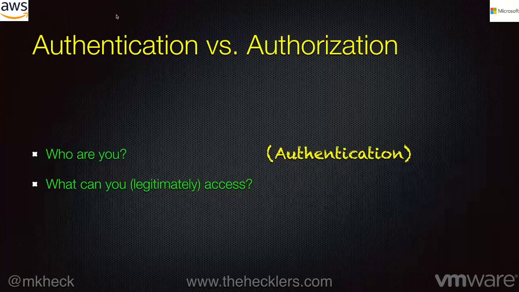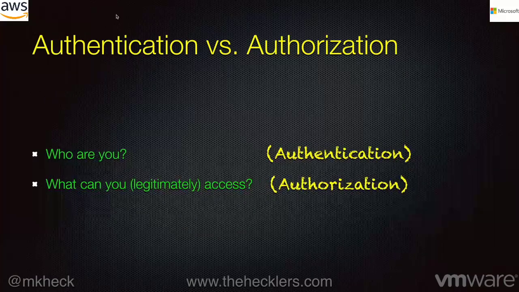And then we get into authorization. What can you legitimately access? So if I go into a buying club like Costco, I have to show that I am who I say I am, but then they check perhaps the expiration date to see if I'm still authorized to come into the store. And at that point, I am both authenticated and authorized. I have established who I am. I have established that I have permission or authorization to access the resources that I should have access to.